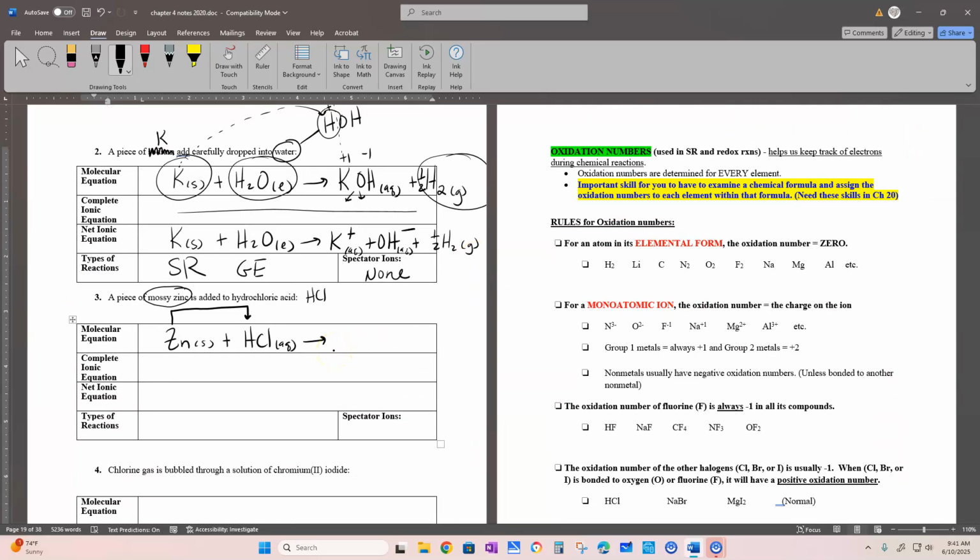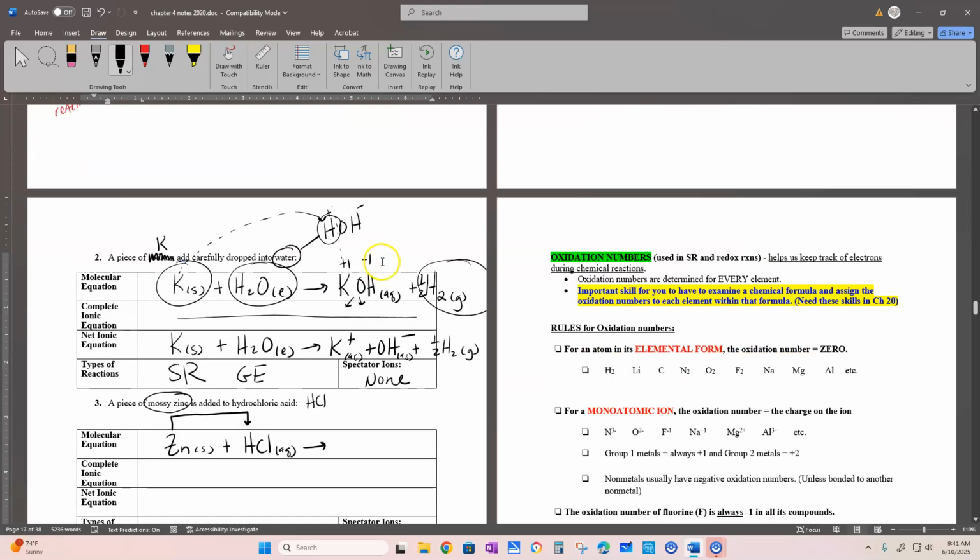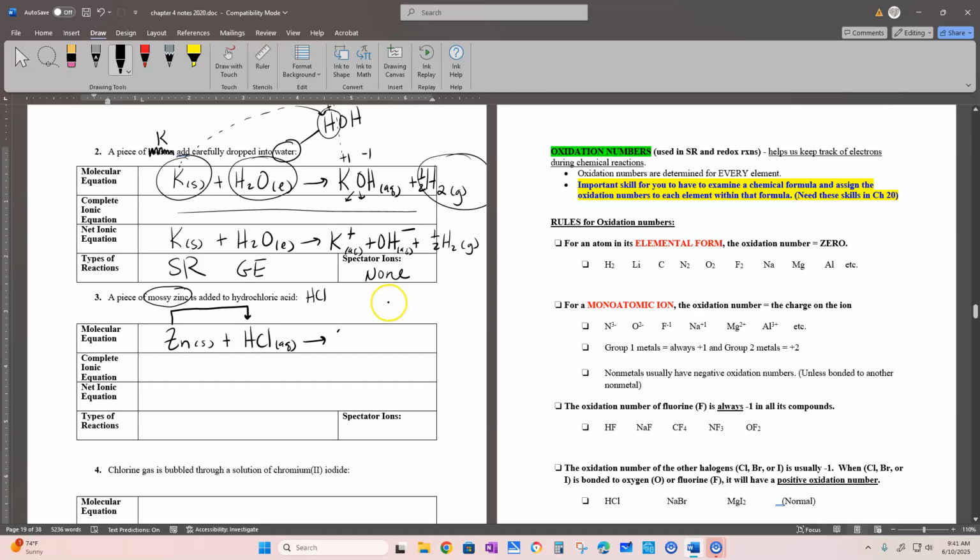Now, which zinc are they talking about? Well, zinc only has one charge. Zinc is always +2. So Zn +2, chlorine -1, do a little crisscross. And zinc chloride, according to solubility rules, will be aqueous. And then I get my diatomic hydrogen.